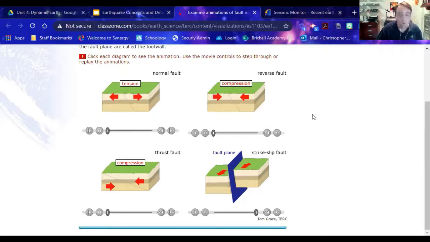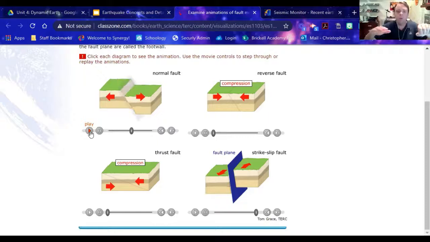The next one is a normal fault caused by tensional stress, so being pulled apart like a rubber band being stretched. So in this one, when the rock is pulled apart, you'll see one side slides down relative to the other. All right, so this brings me to an important point.